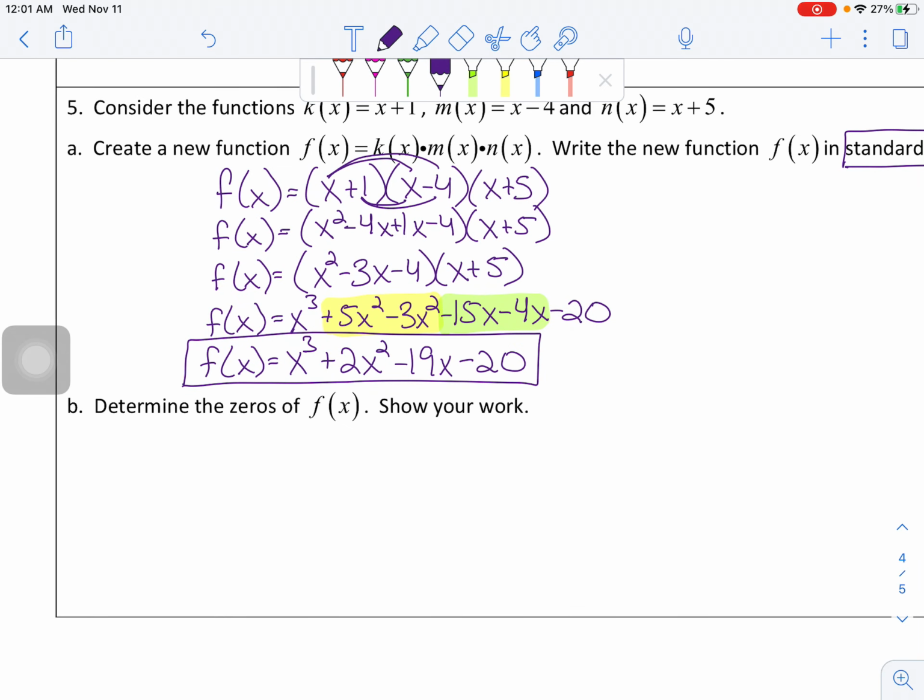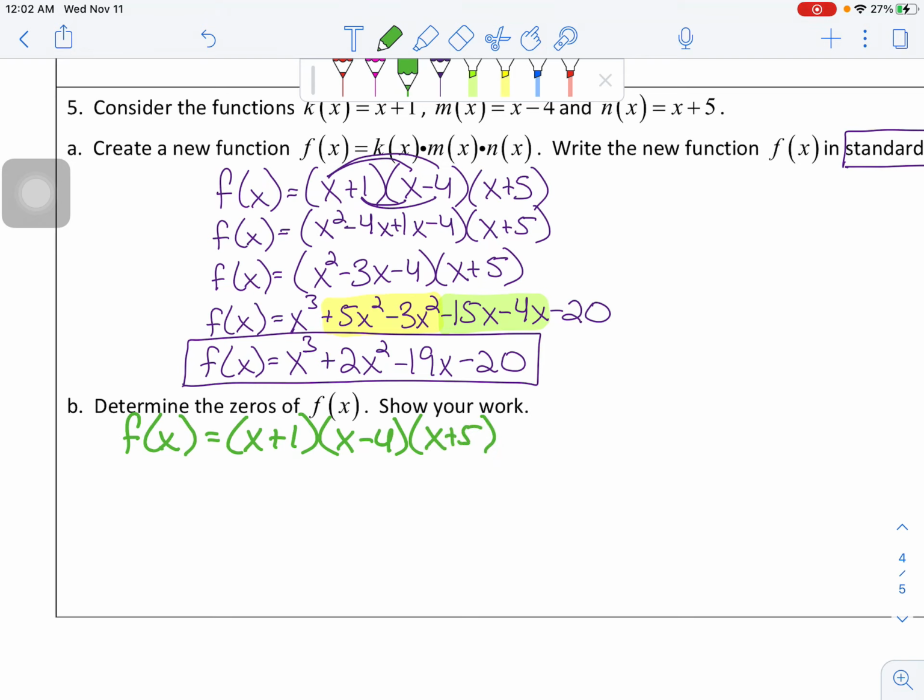All right, part B says to determine the zeros of f of x. Now, please do not use the standard form to find the zeros. Go all the way back to the first line of this problem right here, where we had all of the factors written out, because that's how I want to find my zeros. I'm going to take each of those factors. So x plus 1 is a factor, x minus 4 is a factor, and x plus 5 is a factor. And each one of those factors I am going to set equal to 0.